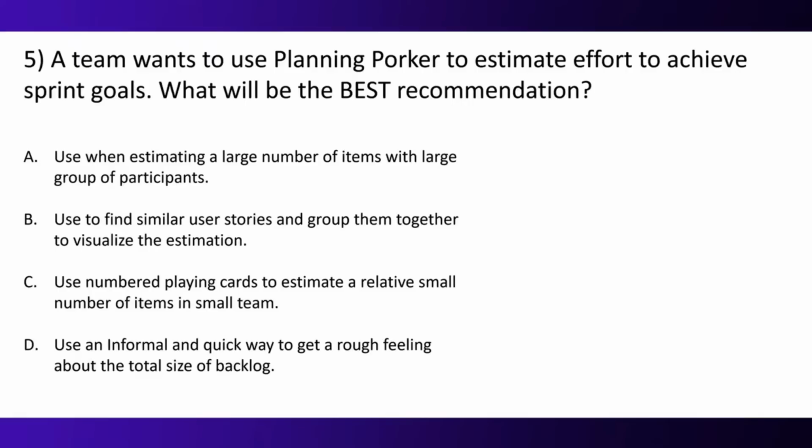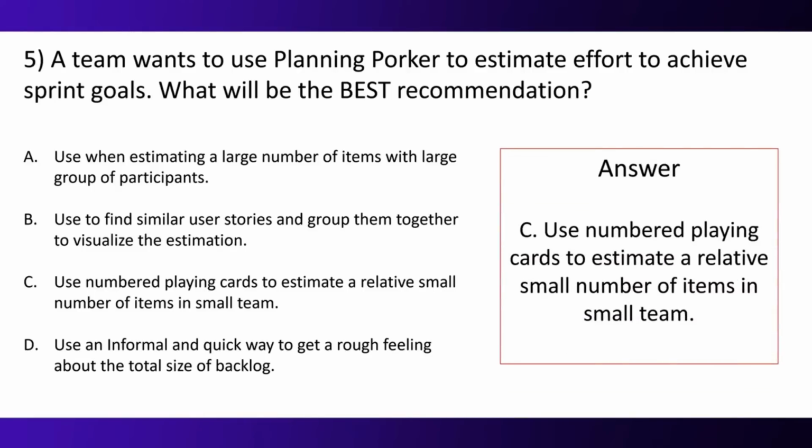Question 5. A team wants to use planning poker to estimate efforts to achieve sprint goals. What will be the best recommendation? Option A, use when estimating a large number of items with large group of participants. Option B, use to find similar user stories and group them together to visualize the estimation. Option C, use numbered playing cards to estimate a relative small number of items in small teams. Option D, use an informal and quick way to get a rough feeling about the total size of backlog. And the correct option is C, use numbered playing cards to estimate a relative small number of items in small teams.